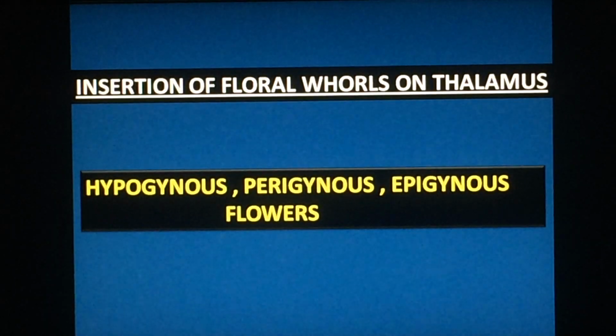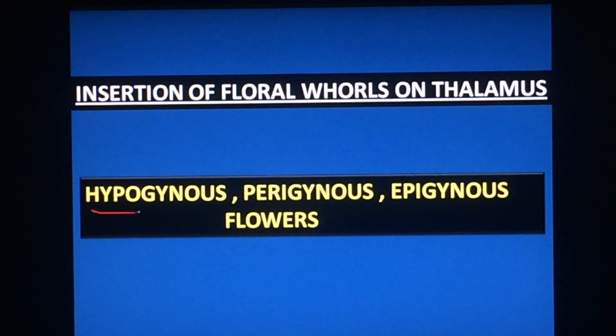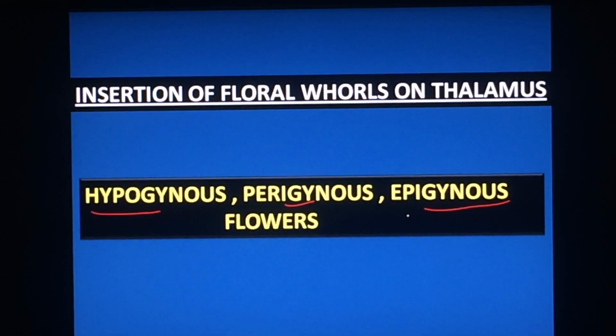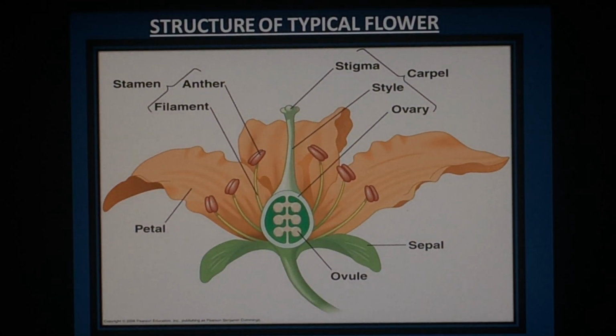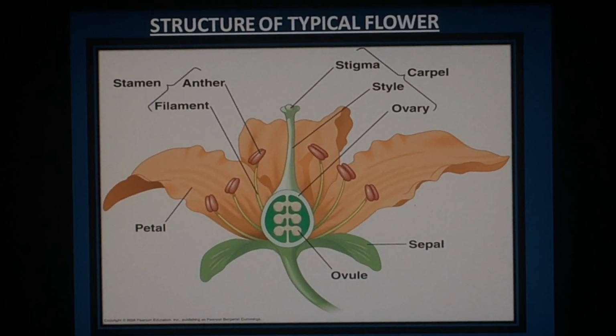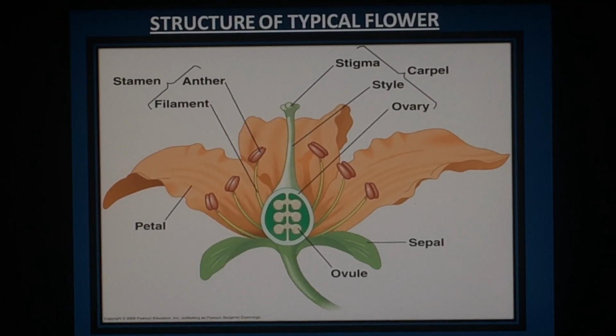Dear students, today I am going to explain about hypogynous, perigynous, epigynous flowers. Before that, let me briefly explain about the structure of a typical flower. What is a flower? Flower is nothing but condensed shoot.